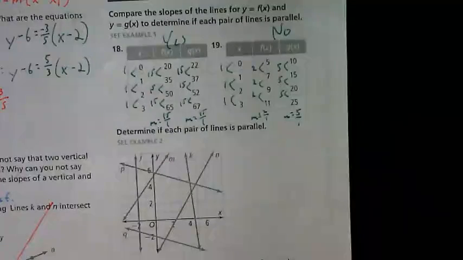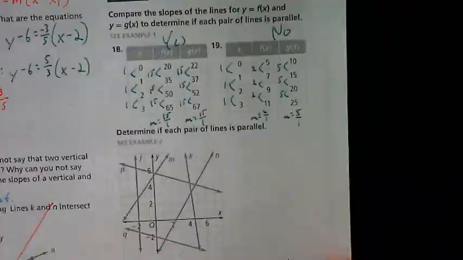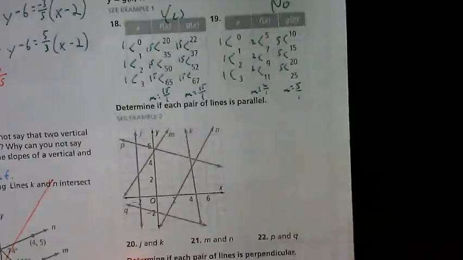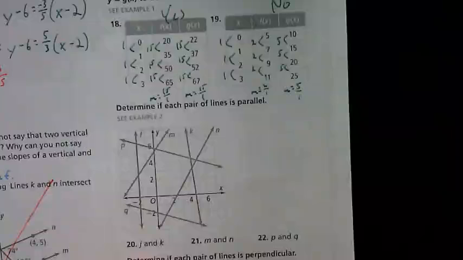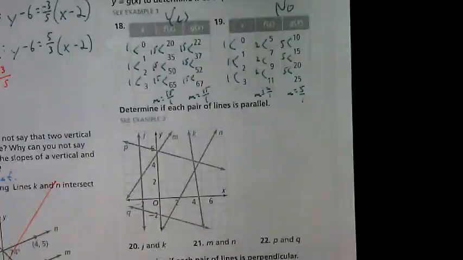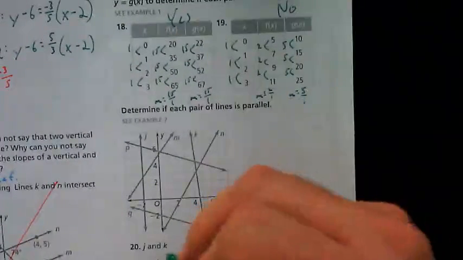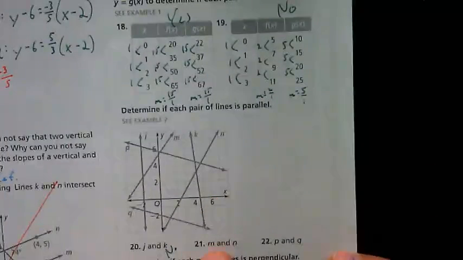Alright. Now, on this one, I would recommend finding the slope of all these lines. Some are easier than others. Now, really, J and K I can probably do just by looking. J is a vertical line. Is K a vertical line? No. So can they be parallel? No. So that one's done.